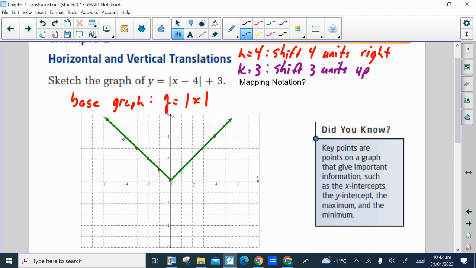So I'm going to start at this point, -4, comma 4. It's going to go 4 to the right and 3 up, take me up there somewhere. -3, comma 3 will go 4 to the right and 3 up. -1, comma 1, 4 to the right and 3 up. 0, comma 0, 4 to the right and 3 up. 1, comma 1, 2, comma 2, and 3, comma 3, each 4 to the right and 3 up. So there's our new graph.